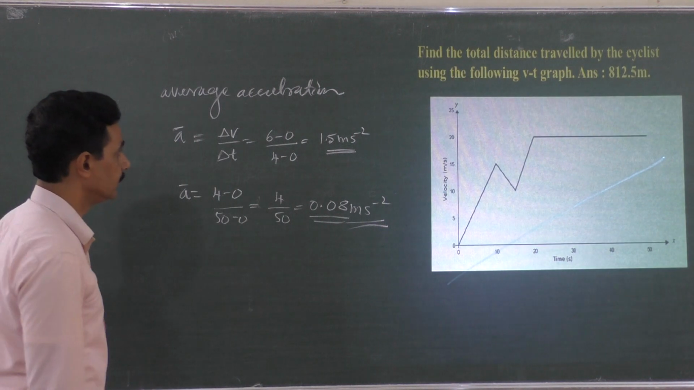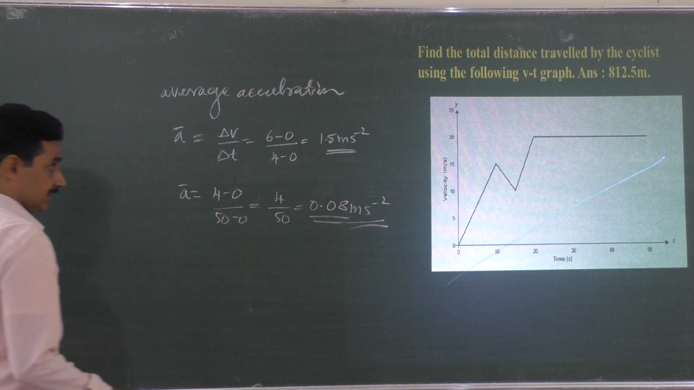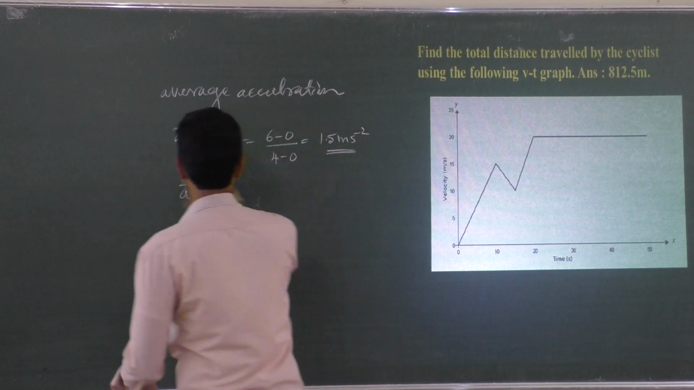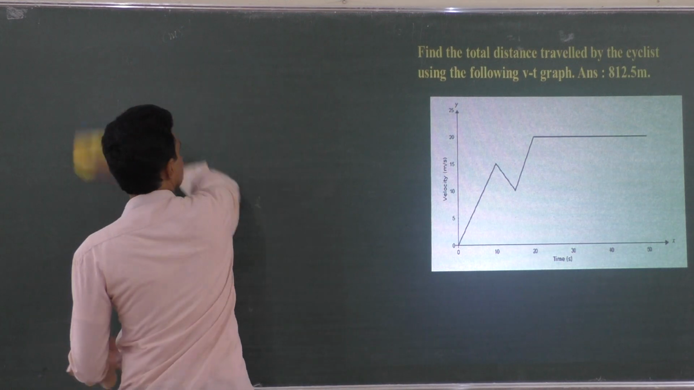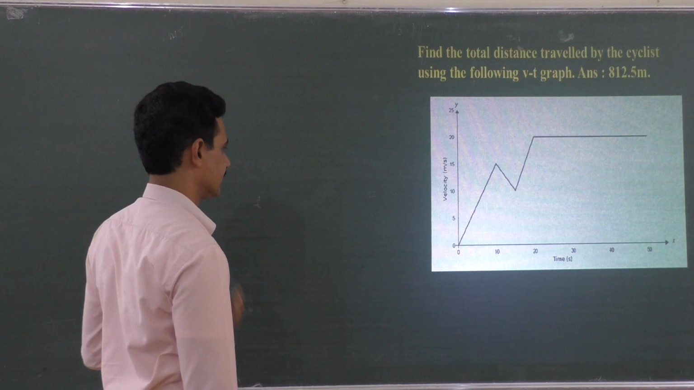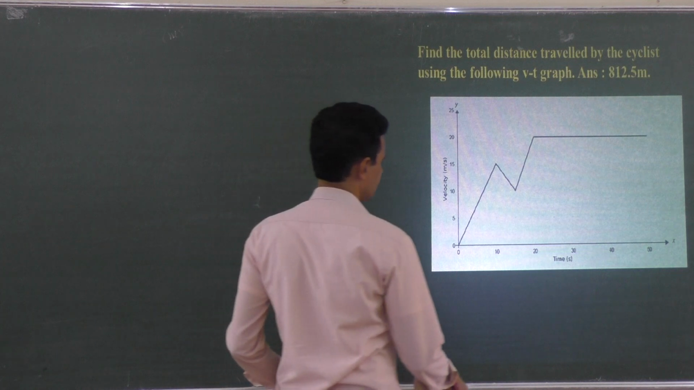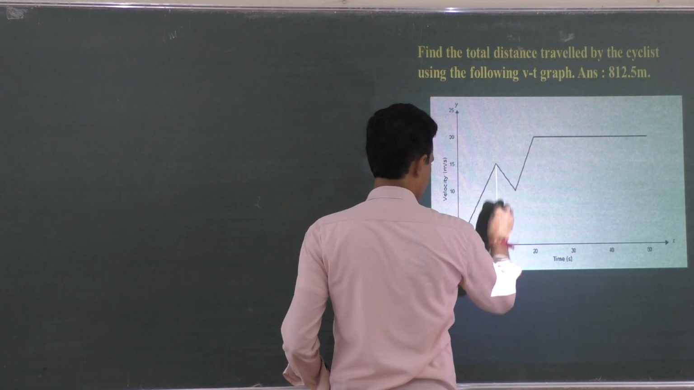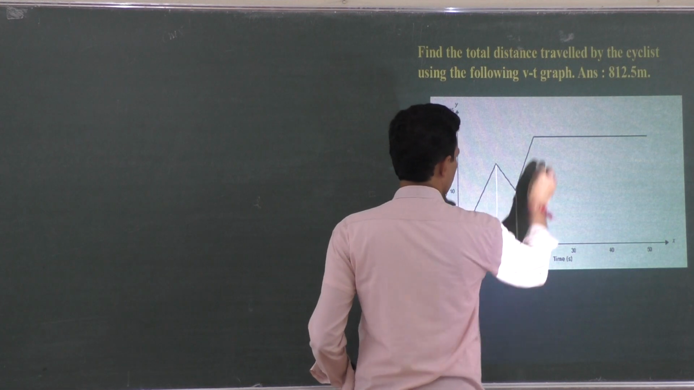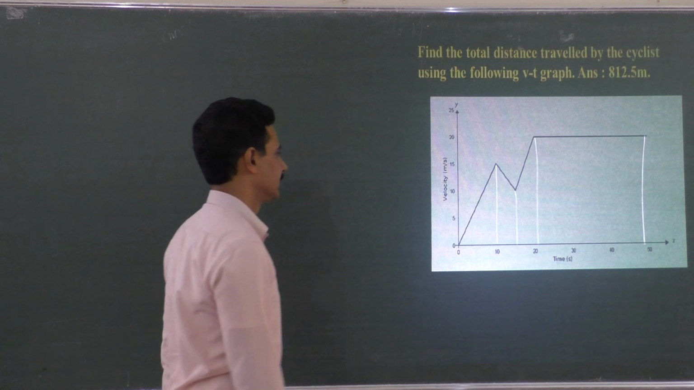Yes. Find the total distance traveled by the cyclist using the following VT graph. Yes, we have to find out the area. Shall I divide it here only? I think I can divide it here, and here. These are the changes. You have to find out the area under the graph.